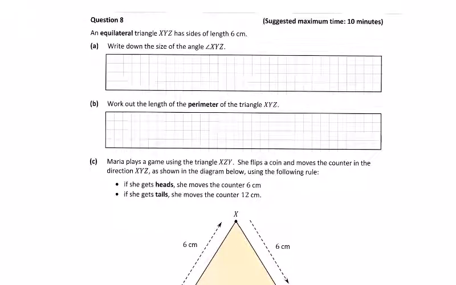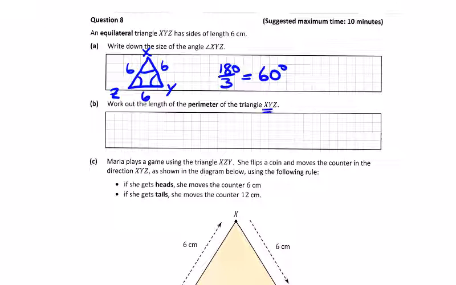In this question we're given an equilateral triangle, XYZ. They all have side length 6. I'll just sketch it here. We have X, Y and Z, and if all the sides are 6, all the angles are the same in an equilateral triangle. So 180 divided by 3 will give the size of the angle, which will be 60 degrees, and the perimeter has to be 6 plus 6 plus 6, which is 18 centimeters.